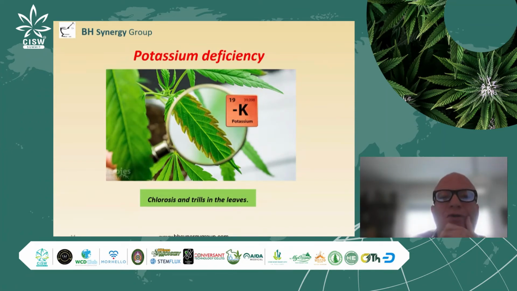When we talk about potassium deficiency, we can see chlorosis again, but look at how it appears on the edges of the leaves.